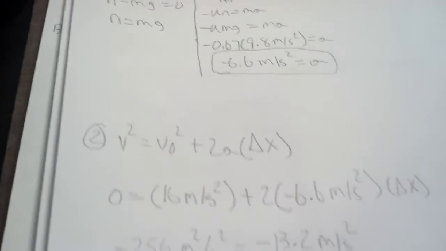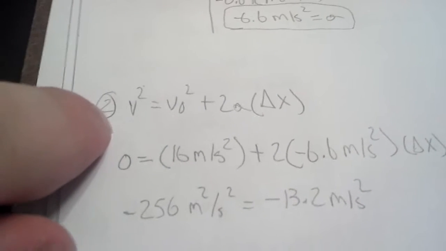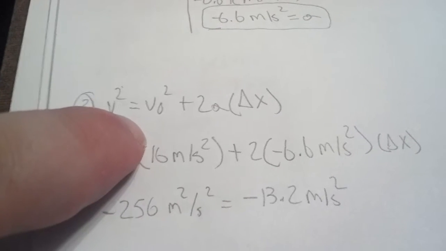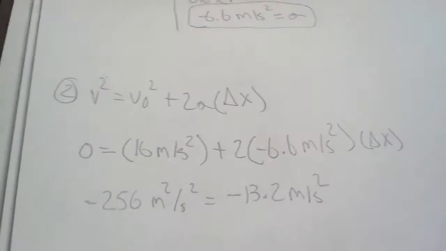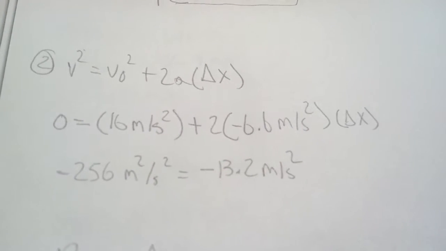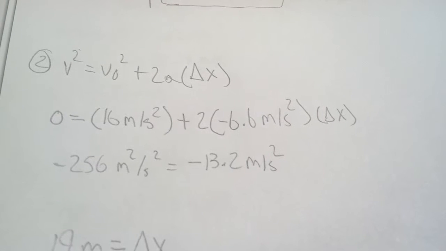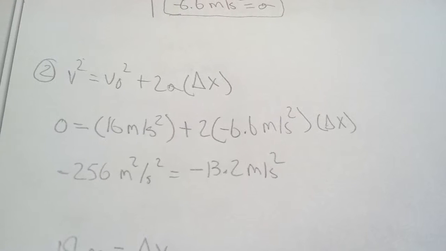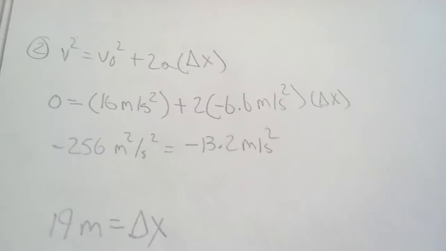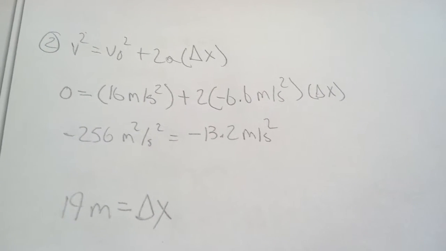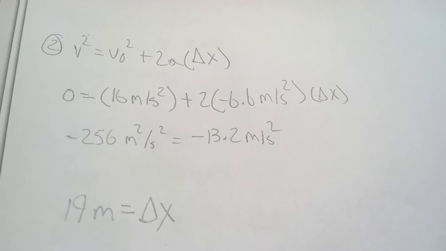Alright, so we need to figure out if they're going to have enough distance to stop. And so we take our kinematic equation here. Velocity squared equals the velocity initial squared plus 2a times total distance or displacement. So we have 0 equals 16 meters per second squared plus 2 times negative 6.6 meters per second squared times delta x, which gives you negative 256 meters squared per second squared equals negative 13.2 meters per second squared times delta x.